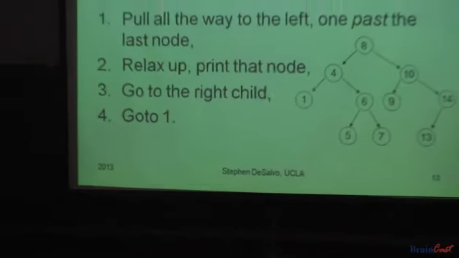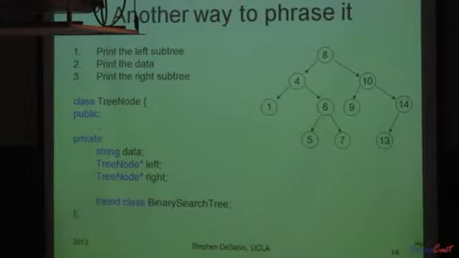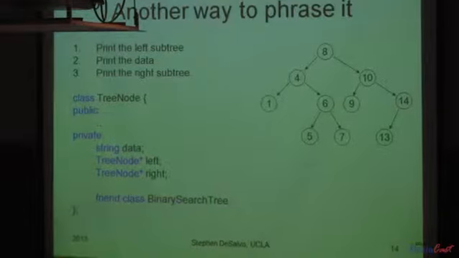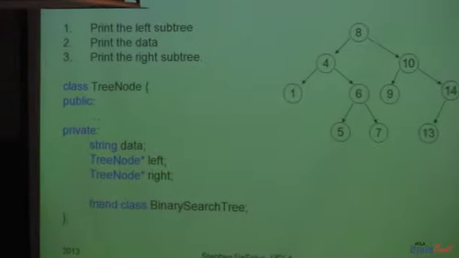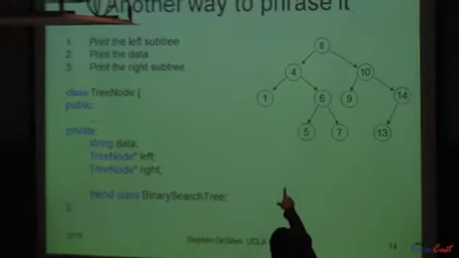Okay. So let's see how... Now it's going to get even worse. Let's implement a print function. In other words, let's traverse all of the nodes in the set container. Another way to phrase it is the following. Start at the 8. Print the left subtree. Again, forget about the details. Think big picture. If I want to print out all the elements in the tree in order, start with the root node. Look to the left subtree, starting with the 4.